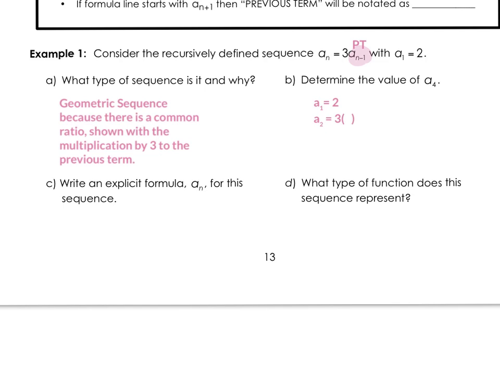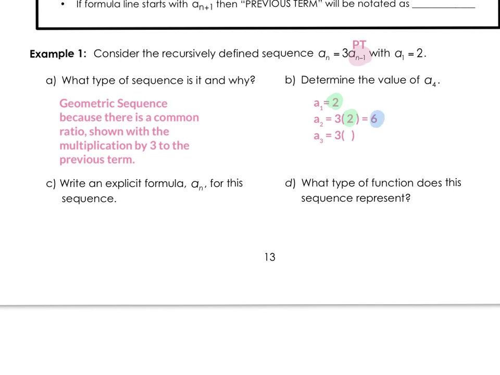The previous term here was the one that came before, so that would be the 2. That's the a sub 1, the previous term. So that goes in the parentheses. So I've replaced the previous term with 2. Then 3 times 2 gives me 6. So that term, the second term, was 6.